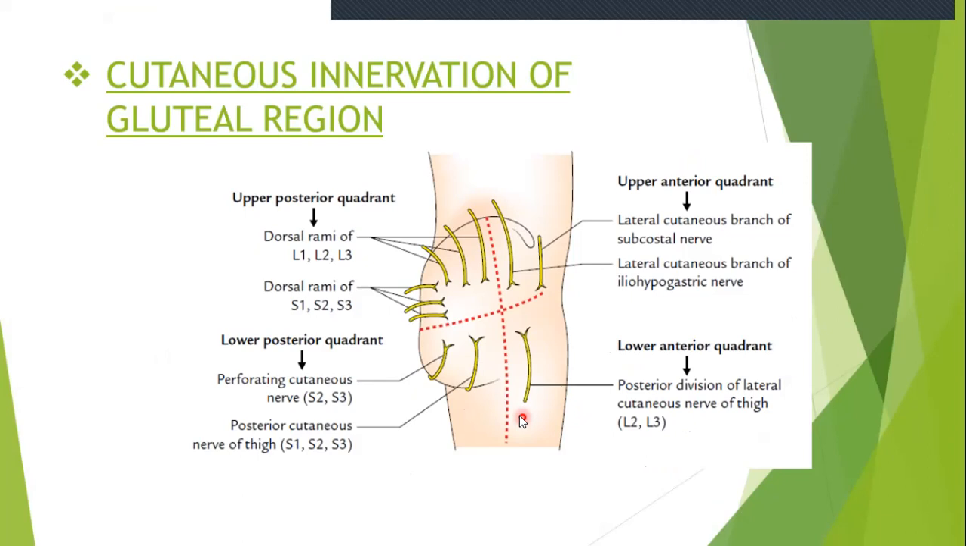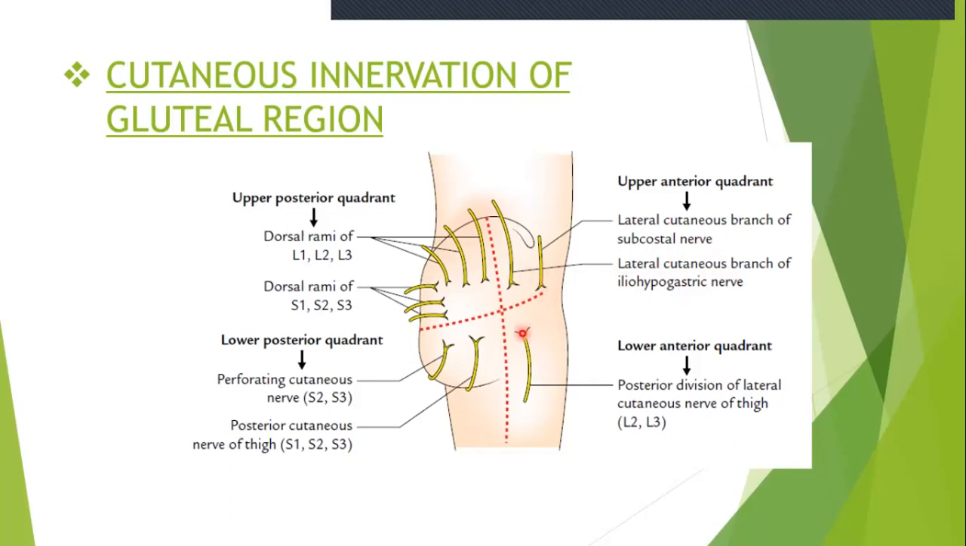So now let's look at the cutaneous innervation of the gluteal region as the last thing. This gluteal region is divided into 4 parts: an upper anterior quadrant, or other texts will refer to it as the upper outer quadrant. It is innervated by the lateral cutaneous branches of subcostal nerve and iliohypogastric nerve. Subcostal nerve, its root value is T12. Iliohypogastric nerve, its root value is L1. So the lateral cutaneous branches of these two nerves innervate the upper anterior quadrant.